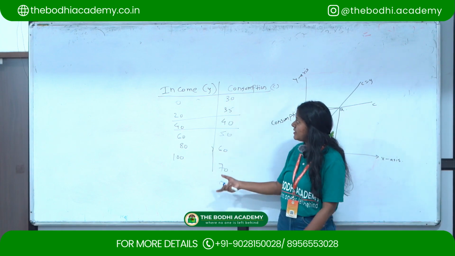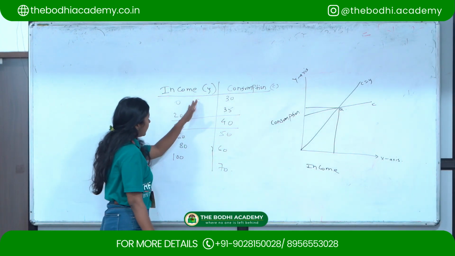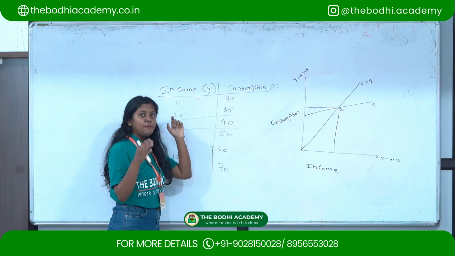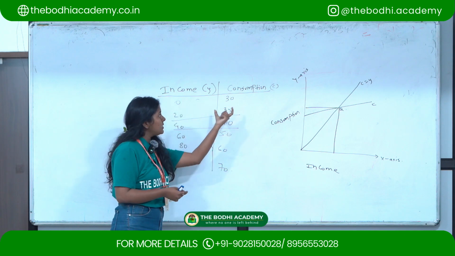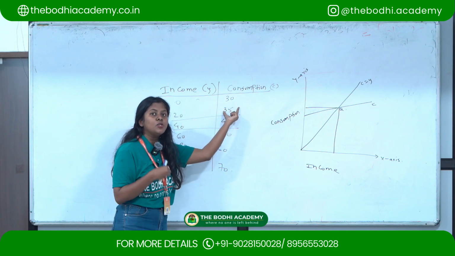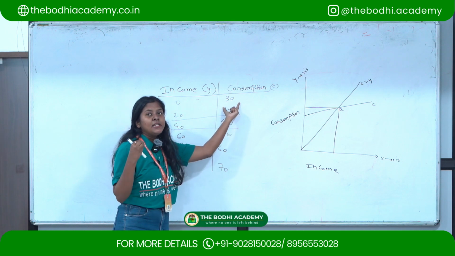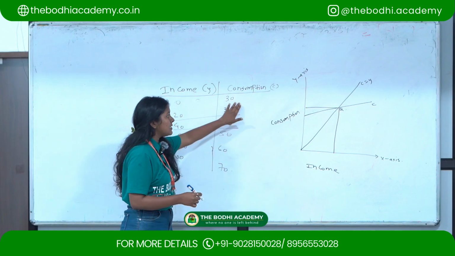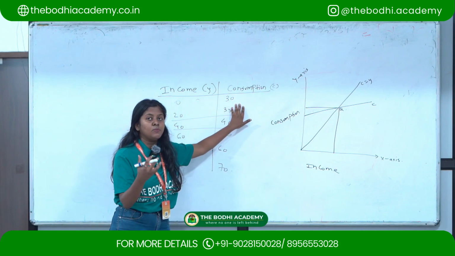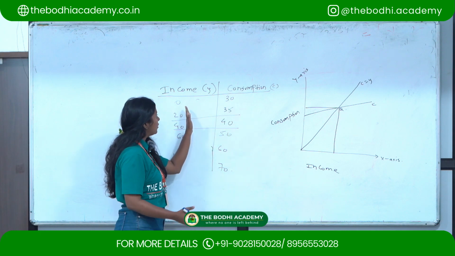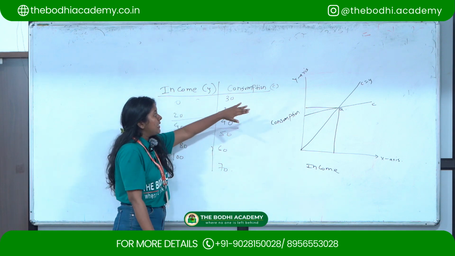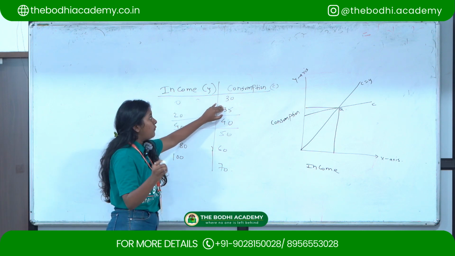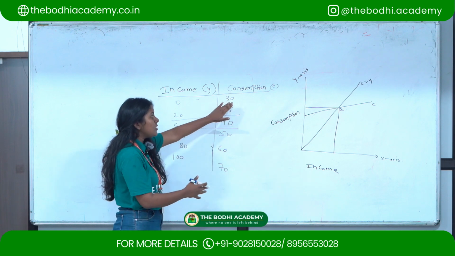But if you see in this schedule, it is given that when income is 0, consumption is 30. It means that the people don't have any income right now, but still they have consumption. They are either borrowing from somewhere, or using this amount from their saving, in order to consume goods and services. Even though their income is zero currently, they are borrowing from friends, relatives, or any other source for consumption purposes. So consumption is still there.